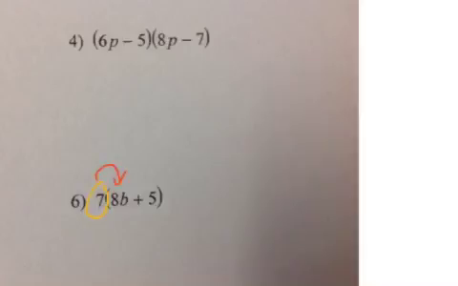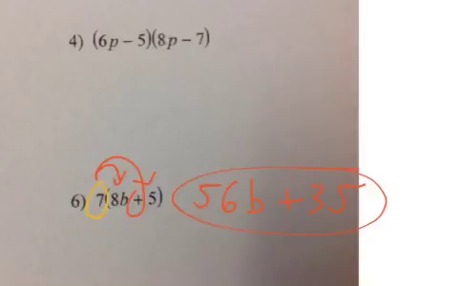So that 7 is going to times the 8, and I'm going to get 56b, and the 7 is going to times the 5, and I'm going to get plus 35. Note that there was a plus in the middle, and you've got to keep track of your signs, a very common mistake. So that is distributive property.